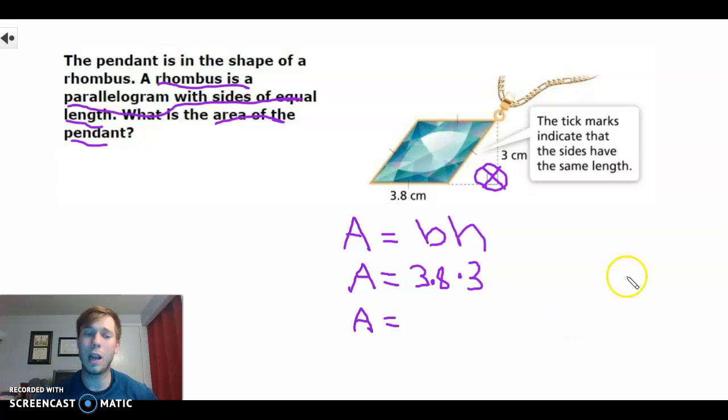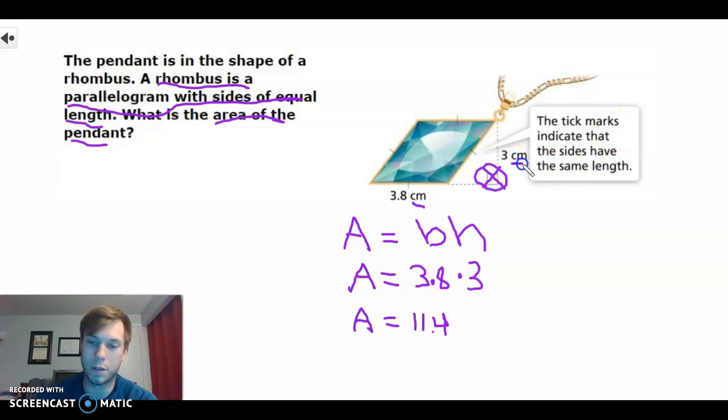Alright, I want you guys to take a moment, include your units in your answer, but I want you guys to tell me what 3 8/10 multiplied by 3 is going to get us as our area. When you multiply these two together, you get 11 4/10. We have to include our units.